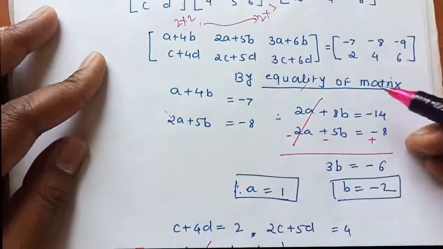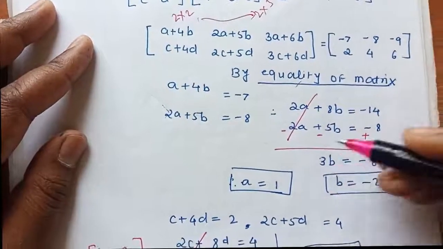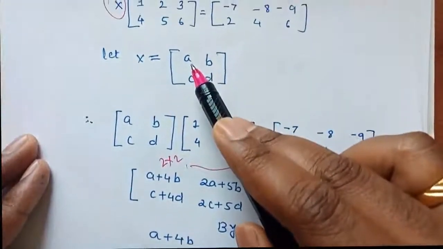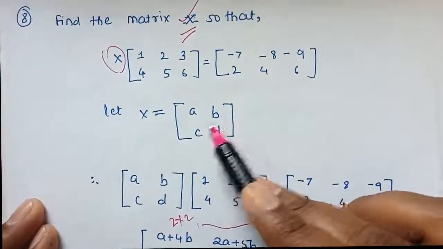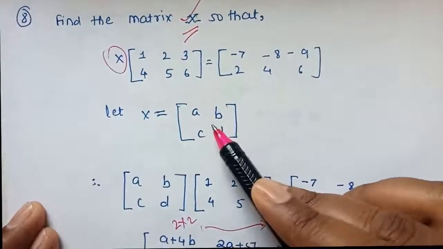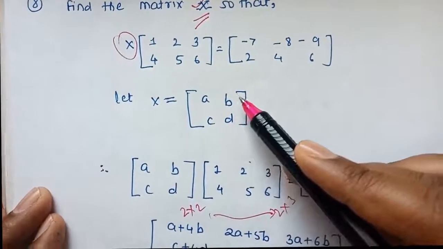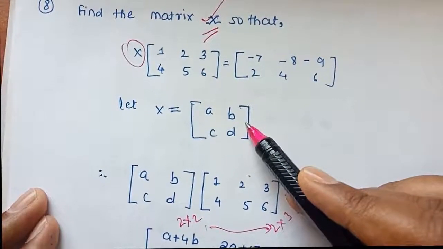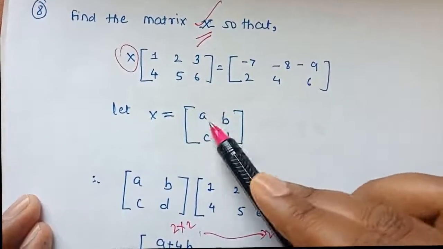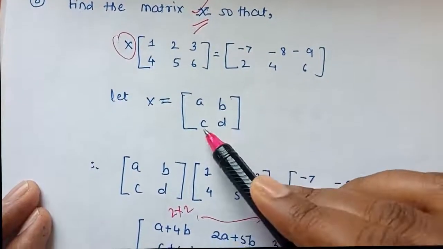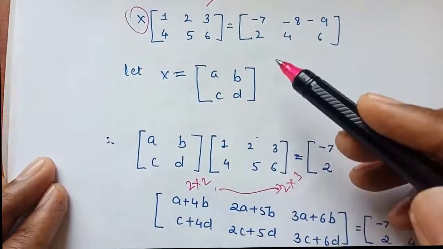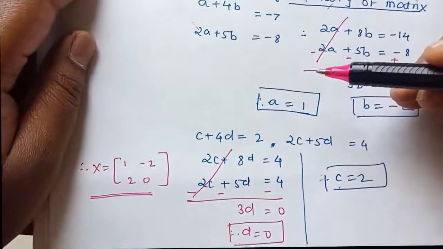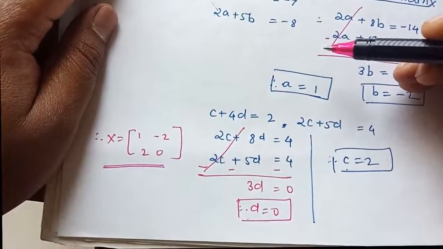Then you can use the elimination method, and once you get all the values, just substitute them into the assumed matrix X. So A is equal to 1, B is equal to minus 2, C is equal to 2, and D is equal to 0. So I got the X matrix as 1, minus 2, 2 and 0. In this way we can solve sums like this. These sums are very easy, you just have to understand what order of the X matrix we can choose.